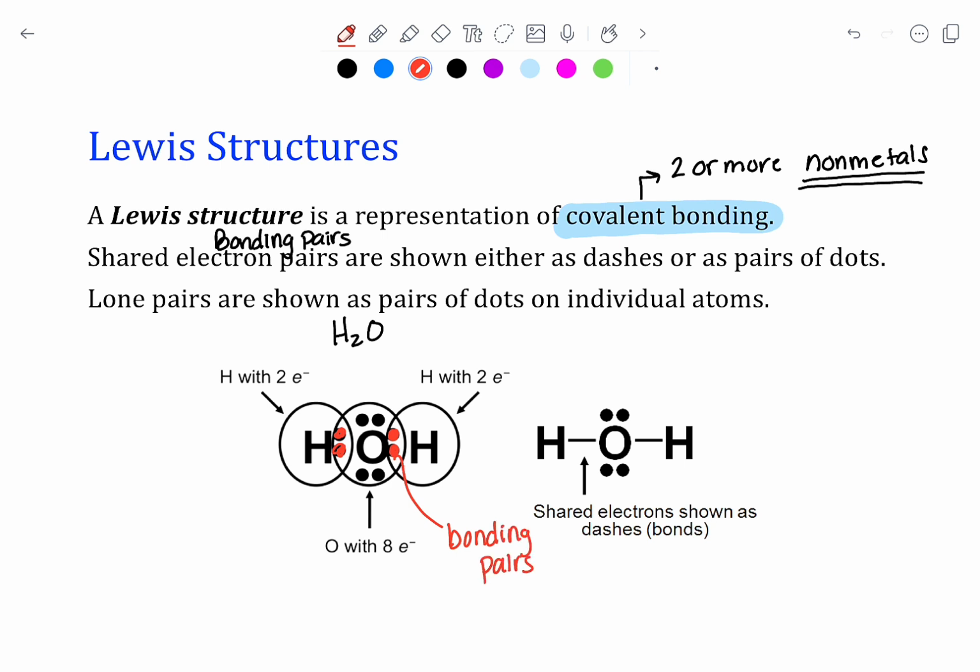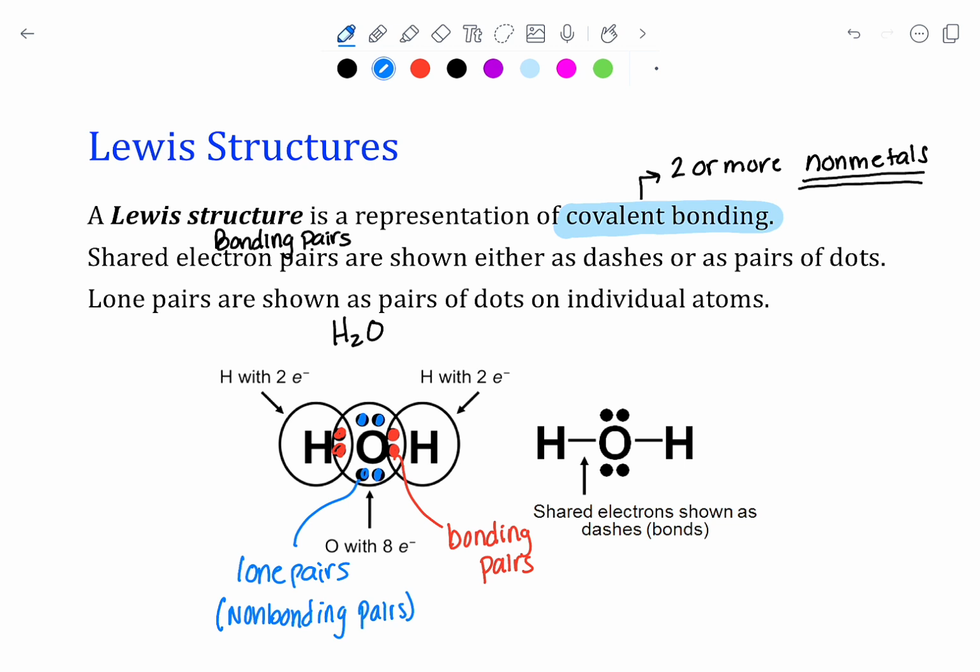Okay? The lone pairs are shown as just dots on the individual atom. So oxygen has 2 lone pairs, which I'm highlighting in blue, that are just associated with the oxygen itself. Okay? So these would be our lone pairs. Our lone pairs can have another name, and that is non-bonding pairs. Because they are pairs of electrons that do not participate in bonding.